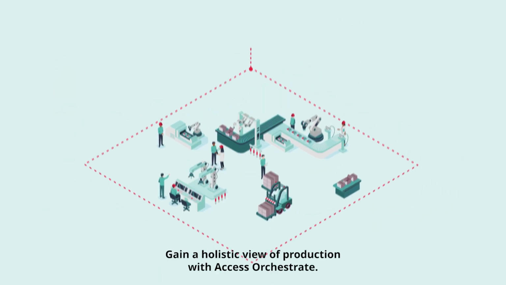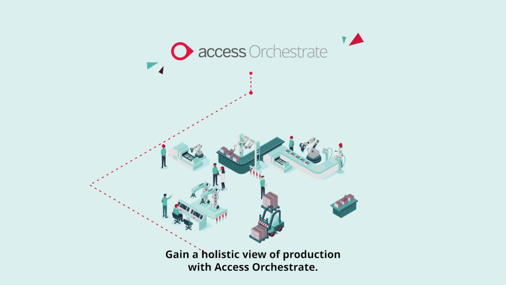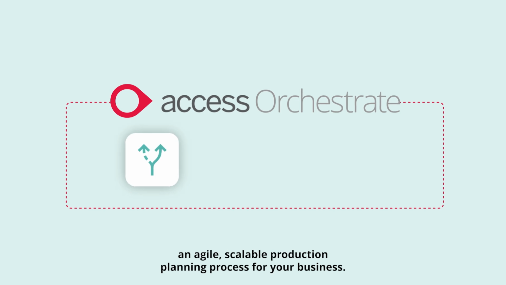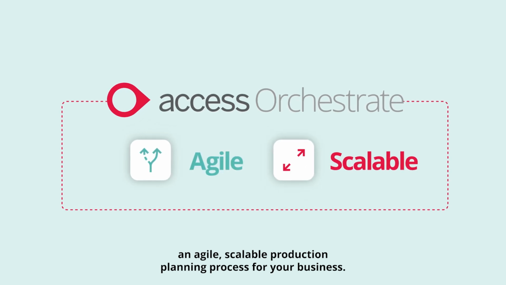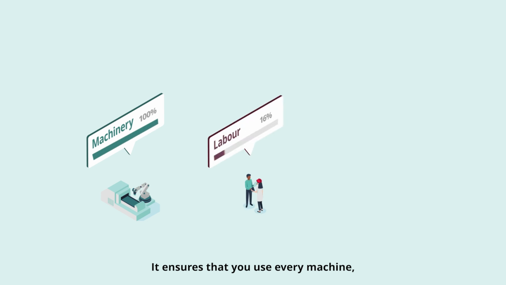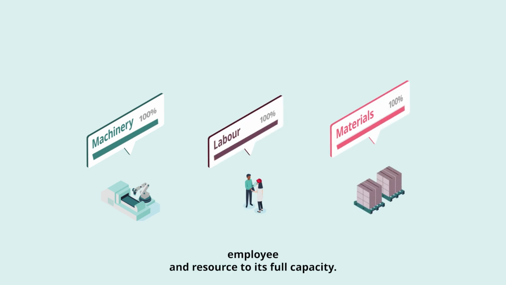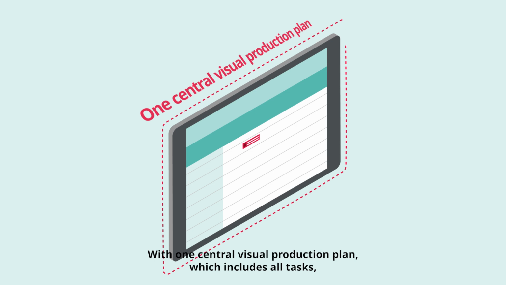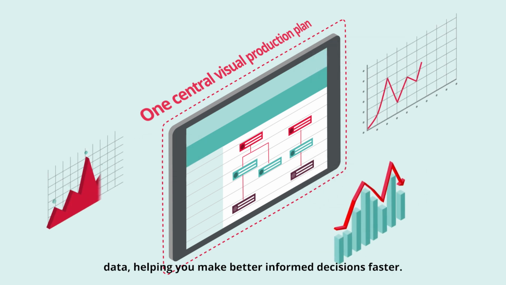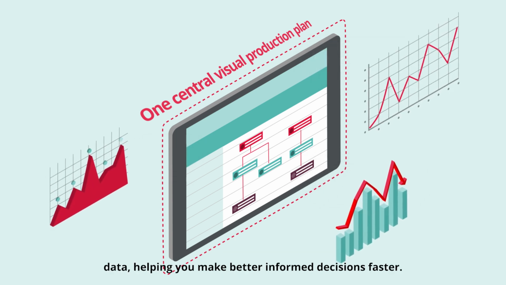Gain a holistic view of production with Access Orchestrate. Our advanced planning and scheduling software delivers an agile, scalable production planning process for your business. It ensures that you use every machine, employee, and resource to its full capacity, with one central visual production plan which includes all tasks, dependencies, and constraints. You also gain access to accurate, detailed data, helping you make better informed decisions faster.